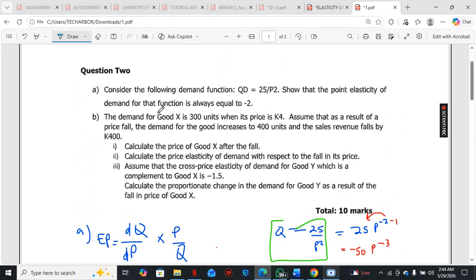We come to part B. The demand for good X is 300 units when its price is 4 kwacha. Assume that as a result of price fall, the demand for the good increases to 400 units and the sales revenue falls by 400 kwacha. The first part, calculate the price of good X after the fall.